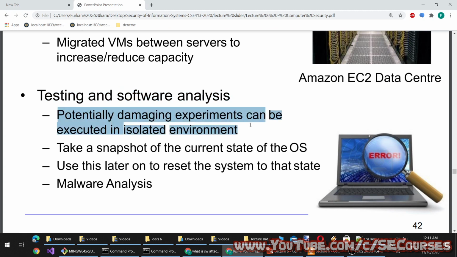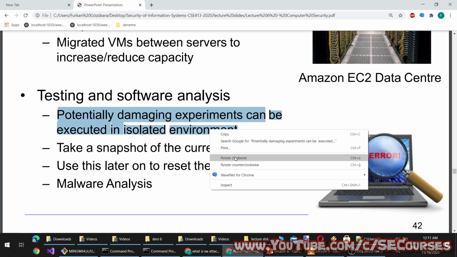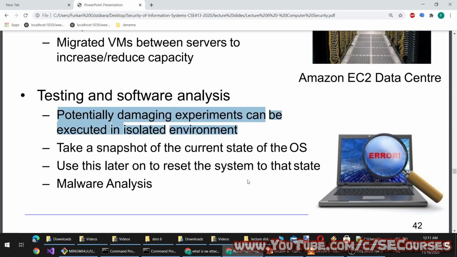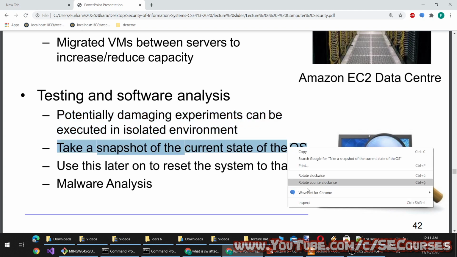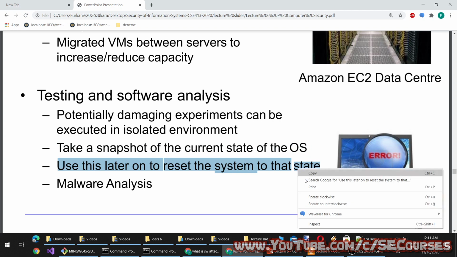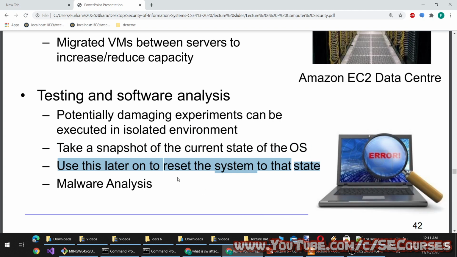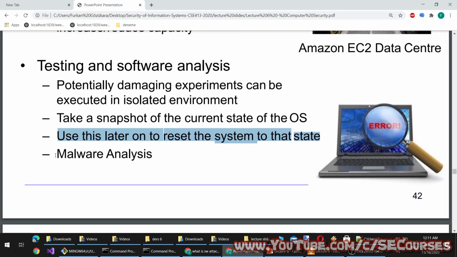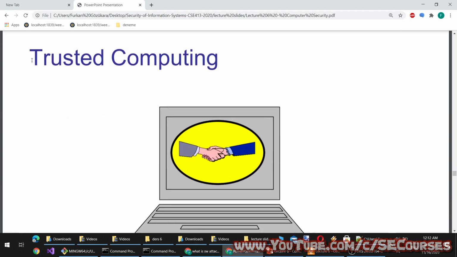Testing and software analysis. Potentially damaging experiments can be executed in an isolated environment. Take a snapshot of the current state of the OS. Use this later on to reset the system to that state. Malware analysis.